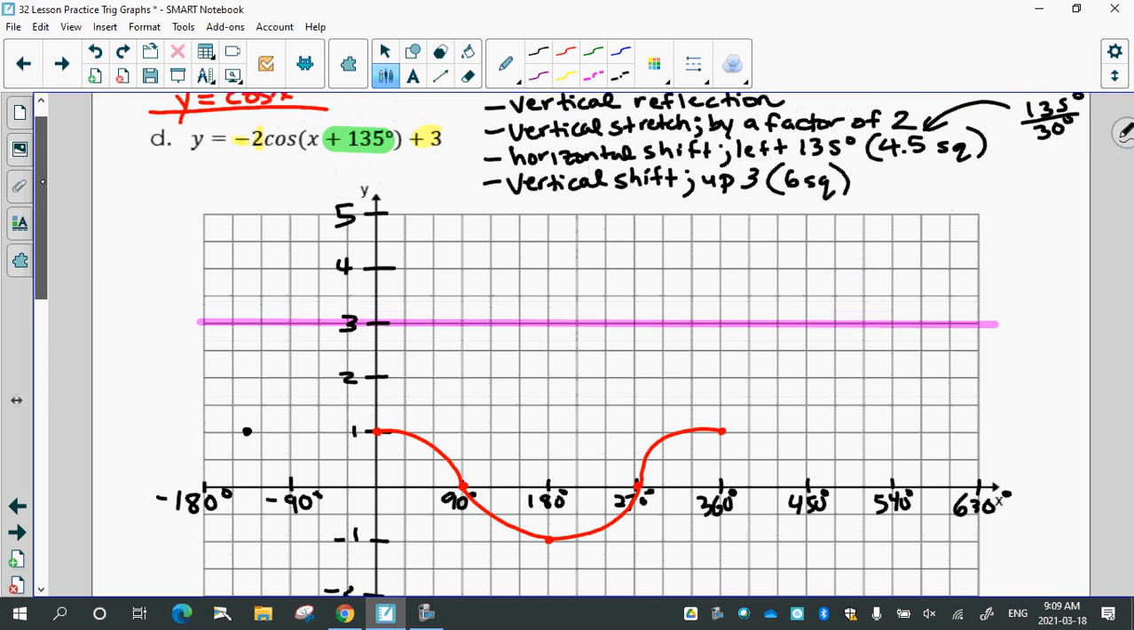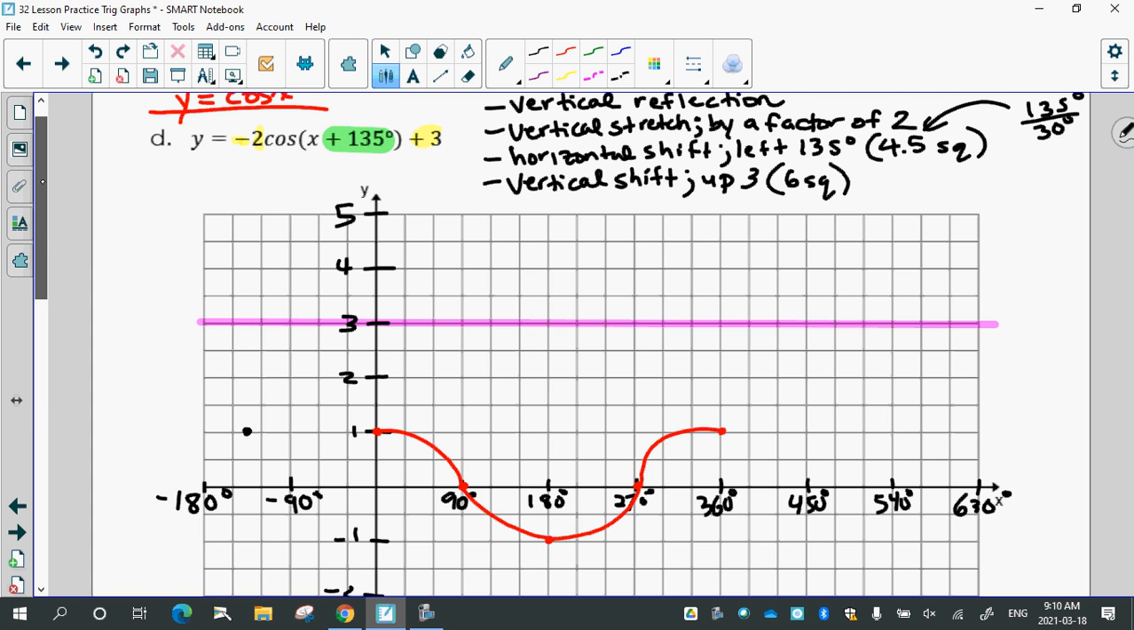So go through all those steps. Vertical reflection, vertical stretch by a factor of 2, horizontal shift left 135 degrees, which is 4.5 squares. Vertical shift up 3, which is 6 squares. And make sure you can get this image to be there. Okay? Anyone want me to go through those steps again?